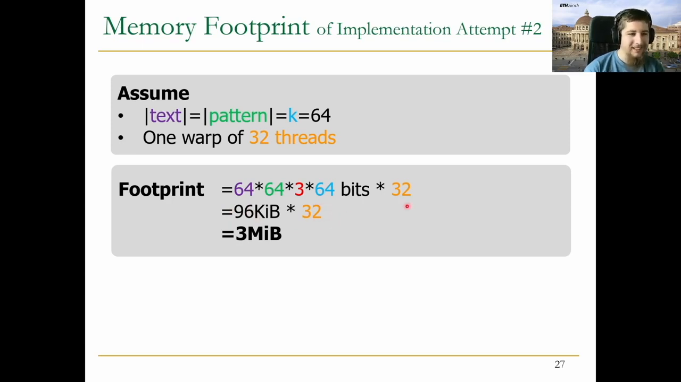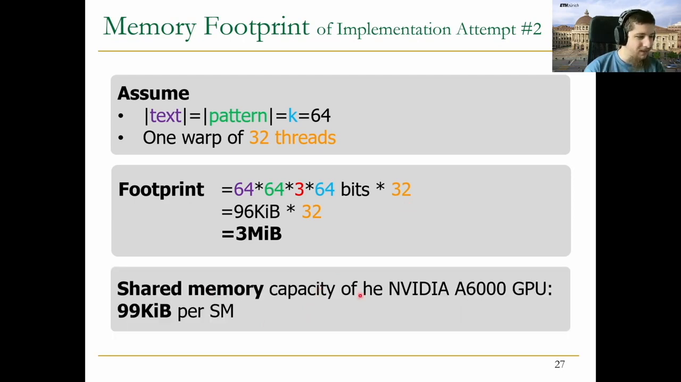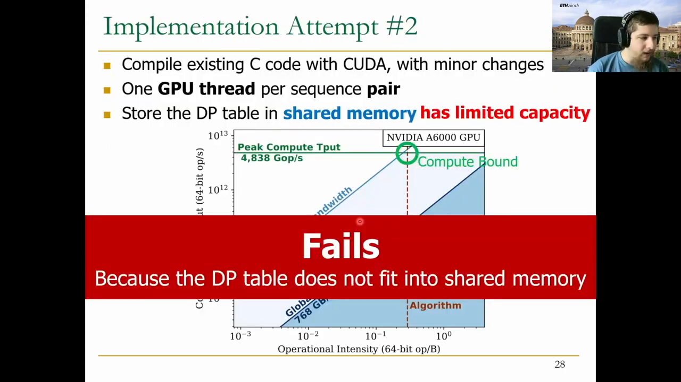This is a lot. The shared memory capacity of the Ampere SMs is 99 kilobytes. So per SM you can have 99 kilobytes of memory, but actually our algorithm as we implemented it right now needs 3 megabytes. So clearly this implementation would fail because simply we are out of shared memory. Either at compile time or at runtime you would get an error.